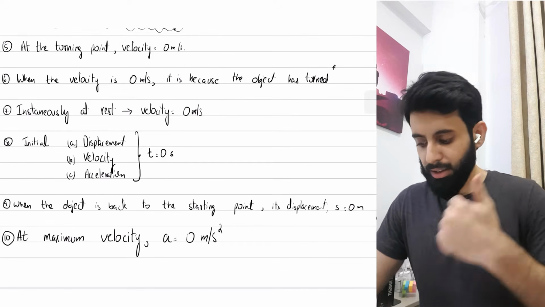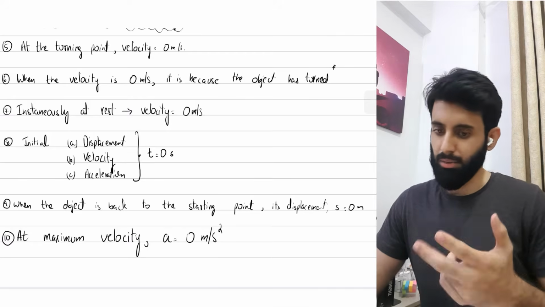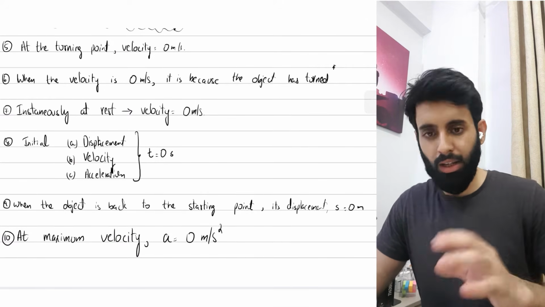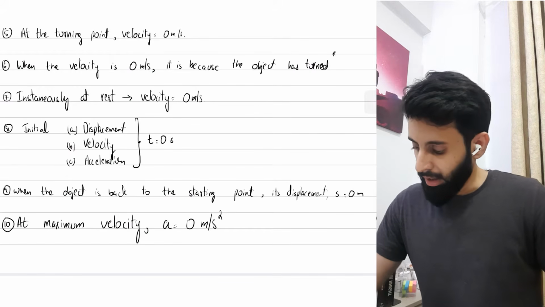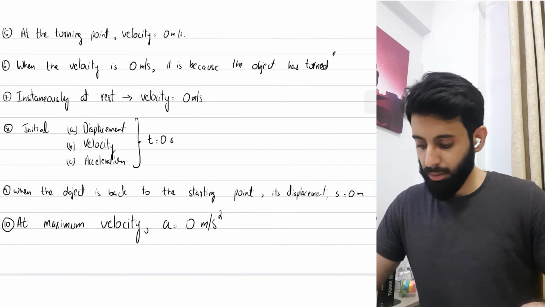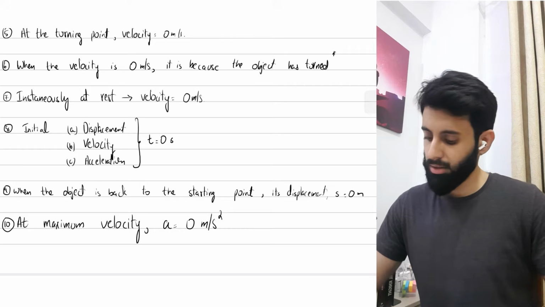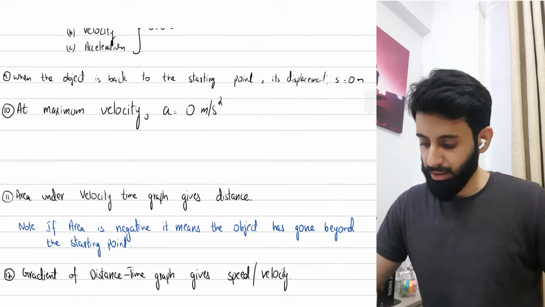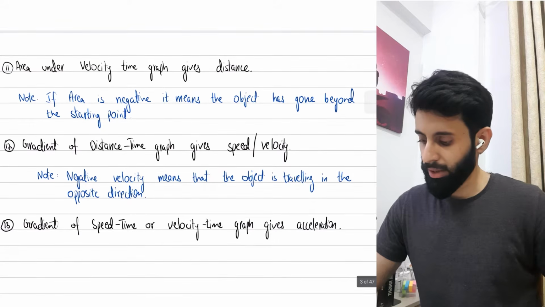And then initial displacement, initial velocity, initial acceleration. Whenever you're asked to find any one of these three, you've got to remember that for these three, time is equal to 0 seconds. And then when an object is back at the starting point, its displacement is equal to 0. At maximum velocity, I just pointed out, acceleration is 0 meters per second squared.